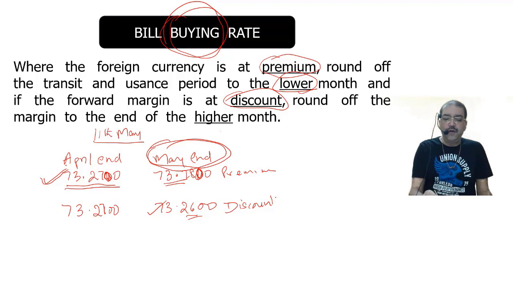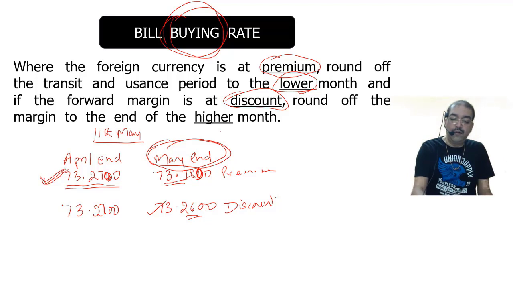Have you understood this? If forward is at premium, then I will take the lower rate because I'm going for the buying rate. That is why the lower rate. If the forward is at discount, then I will go for the discounted rate. Point is clear. Forward at premium, I go for the lower month. Forward at discount, I go for the higher month. That is the meaning of this. Okay? Up till here it is clear.